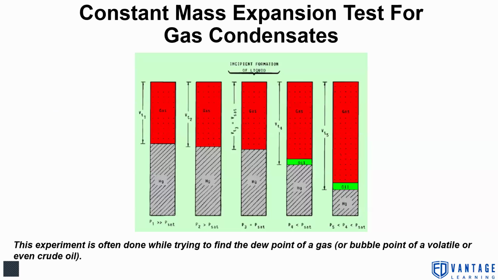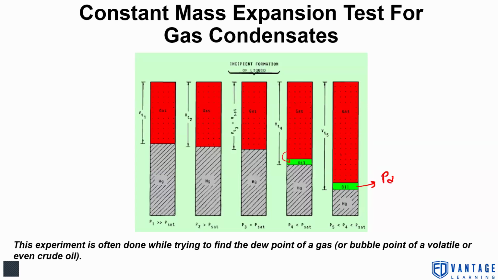Third test is constant mass expansion, especially for gas condensate. We try to decrease the pressure with mercury, and then we see how much condensate is dropping out of gas. This condensate drops out as a result of heavier components being separated out of the gas. So we can also get the dew point of this reservoir.